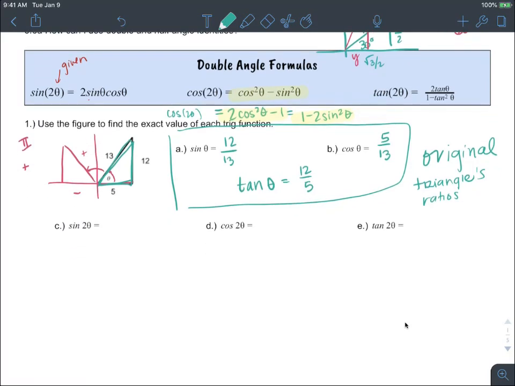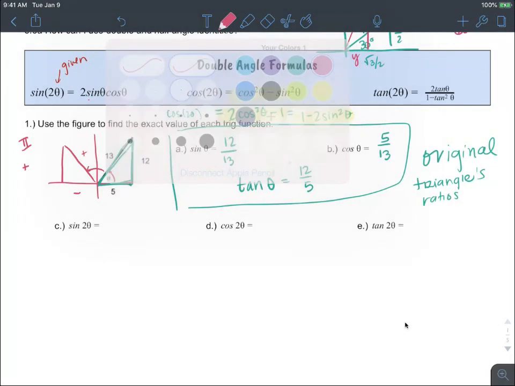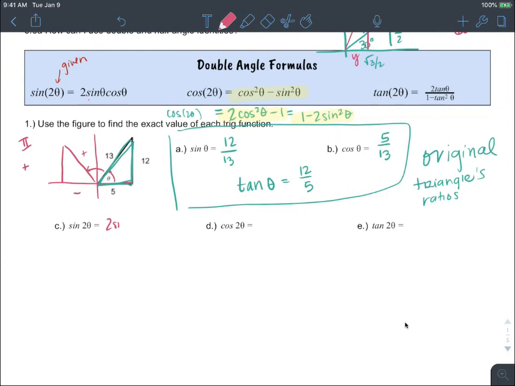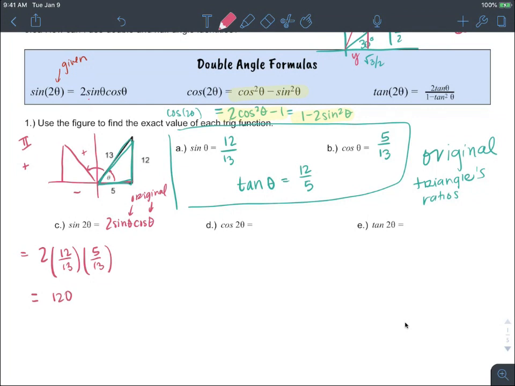Okay, so sine 2 theta is equal to 2 sine theta cosine theta. So see, we're using the ratios from the original angle. Okay, so 2 times 12 over 13 times 5 over 13 gives me 120 over 169, and that's equal to sine of the double angle. So that's the sine ratio for the double angle.